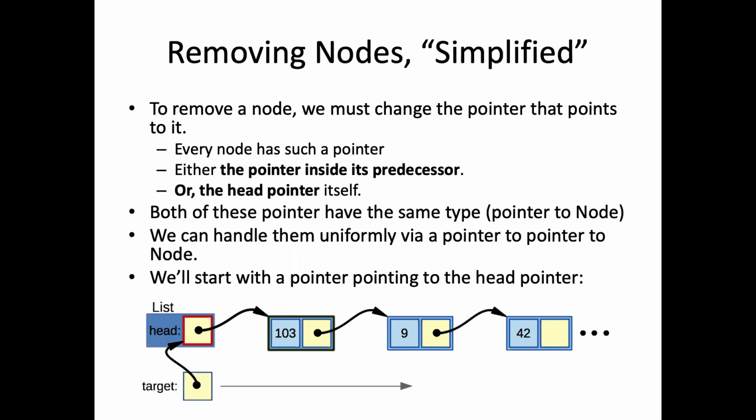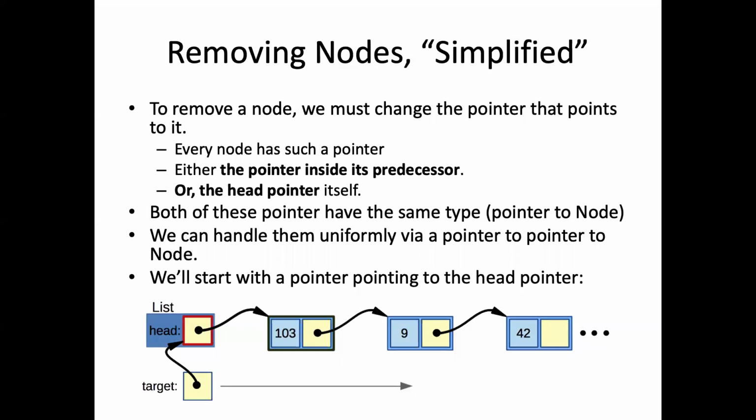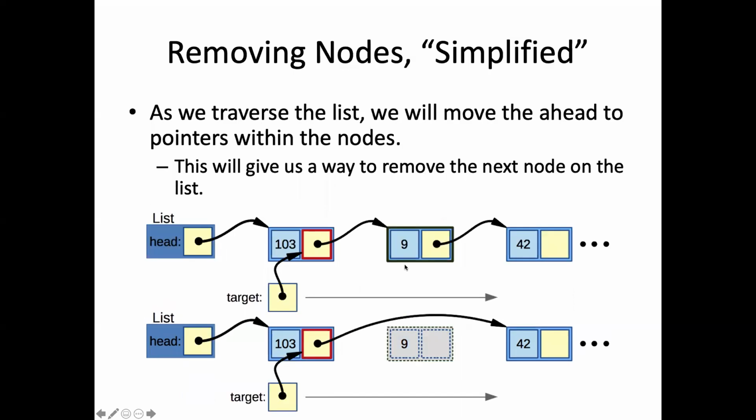If it's the first node on the list, then that pointer is the head pointer for the list. If it's some node in the middle of the list, that pointer is the next pointer inside a node. But either way, the pointer you need to change has the same type. Backing up, if you're removing the first node, you need to change the head of the list. You need to change the head variable, which has type pointer to node. If it's some node somewhere in the middle of the list, you need to change the next pointer out of a node, but that's the same type. It's a pointer to a node.